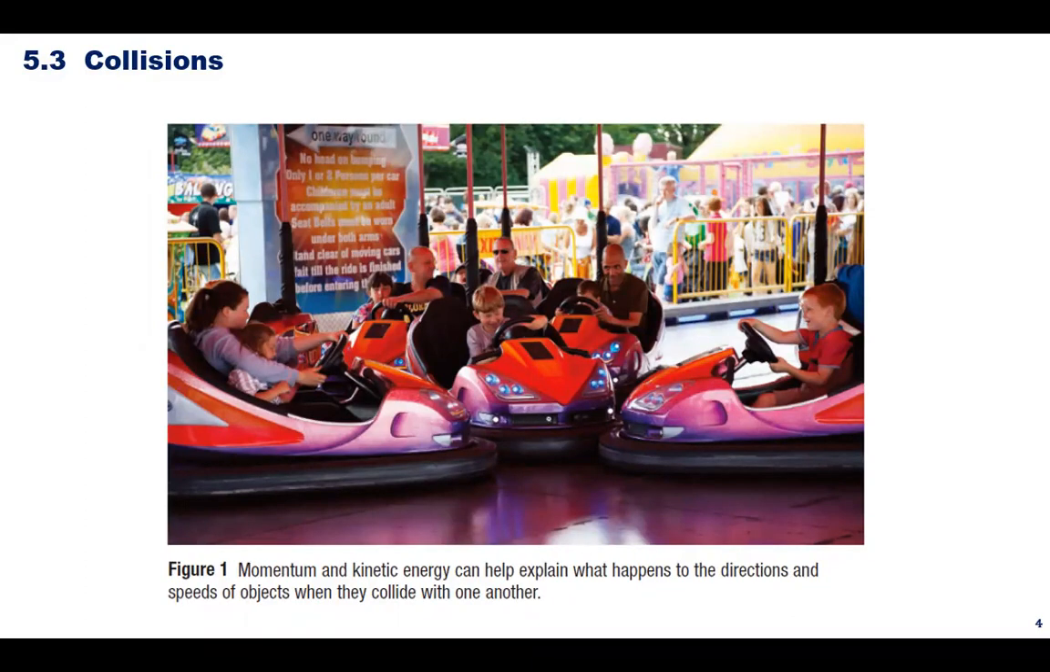So imagine that you are in an amusement park. Chances are that you have ridden in the bumper cars, where the objective is for you and your friends to crash into one another, which is shown here in figure 1. In the previous section, we have learned about two types of interactions within a system: collision and explosion, right? In this section, we'll learn more about different types of collisions, as well as what happens to the energy of systems when a collision occurs.